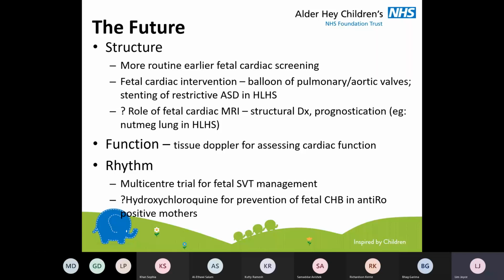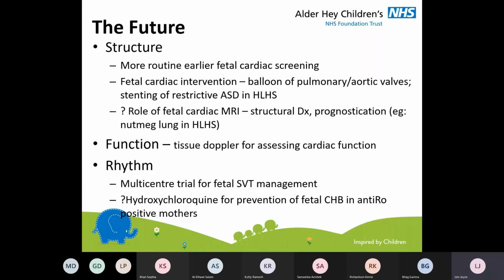In terms of rhythm issues, as simple as you think fetal SVT management is, how many things can go wrong with a fetus? Well, you will find that there's variation in what medications are used antenatally for fetal SVT. So there's an ongoing FAST trial for the use of different medications, and hopefully we'll get an answer in the next couple of years on what's the best first line, second line, or third line management for fetal SVTs.